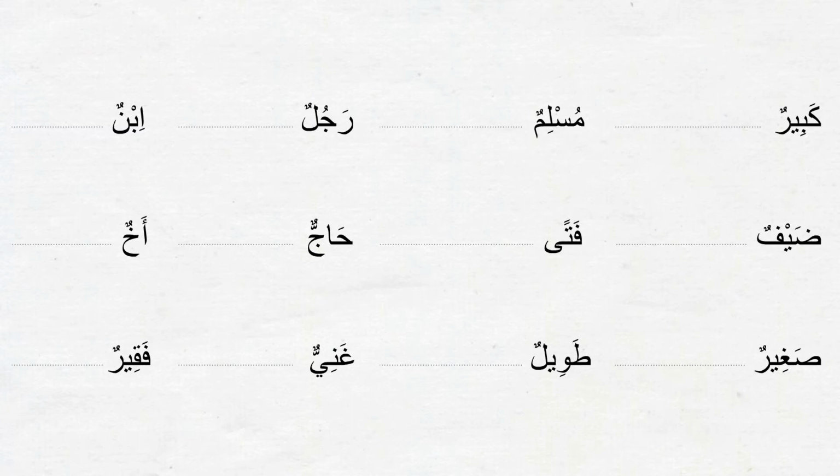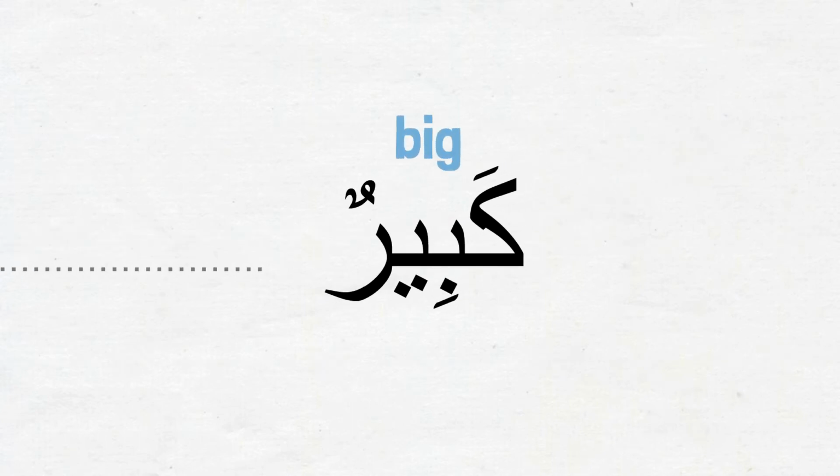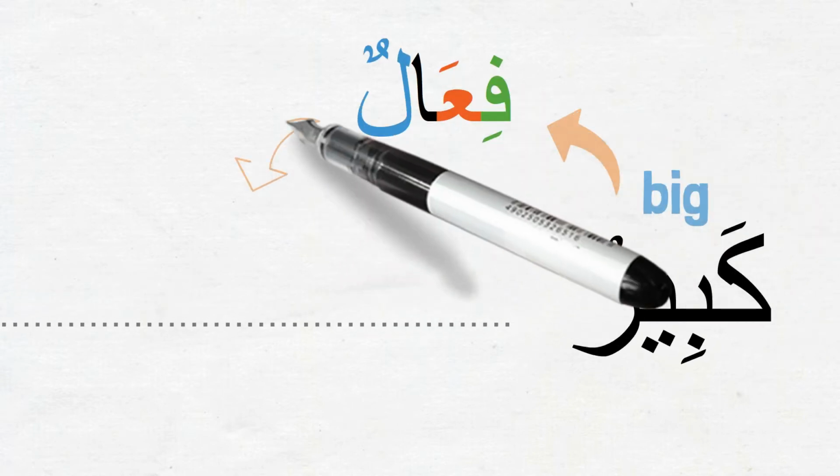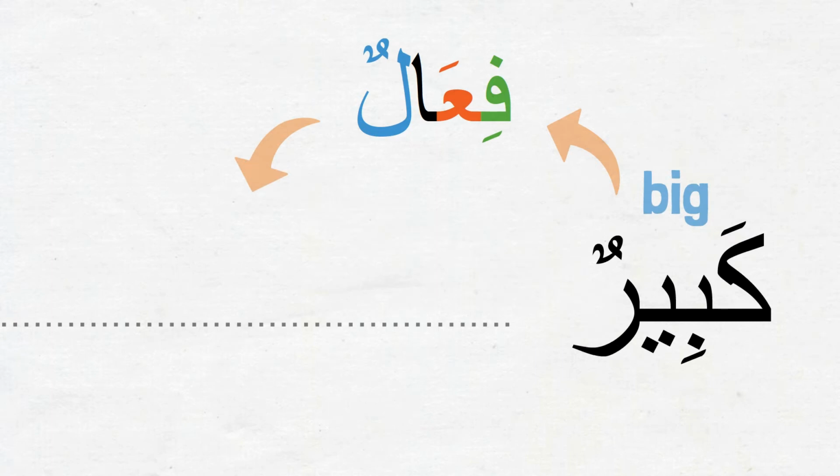Okay, let's do the exercise now. The first word is kabirun, big. Its plural is jam'u taksir that follows the pattern fi'alun. Can you convert kabirun to fi'alun pattern?